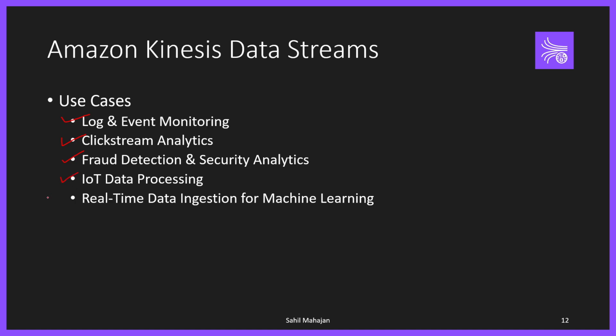Number 4 is IoT data processing. Again, IoT devices collect a lot of data, so you can ingest that data into Kinesis, and then you can have consumers read that data and process it. And finally, the last point is real-time data ingestion for machine learning. So you can ingest data in real time, and then that data could be used to train your machine learning models.